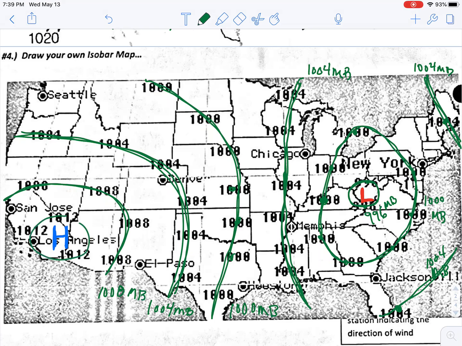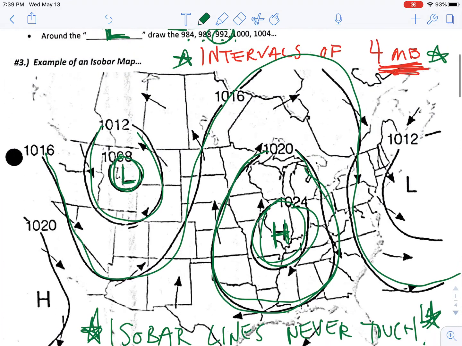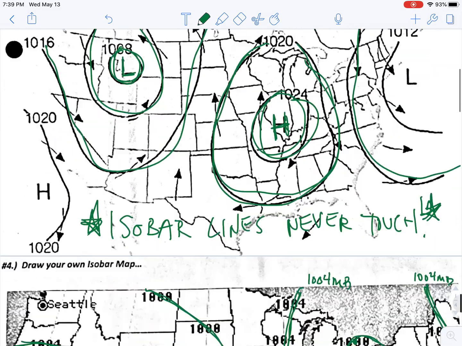And then we got this 1,012 right here. And what you'll start to see is kind of like a pattern, right? These isobars are starting to circle in on that high and circle in that low, just like they did in our sample here. So that's really what we should be looking at.